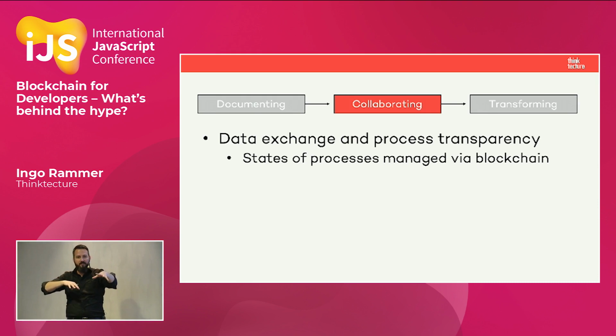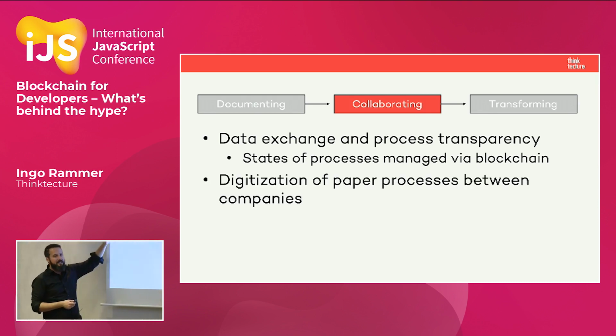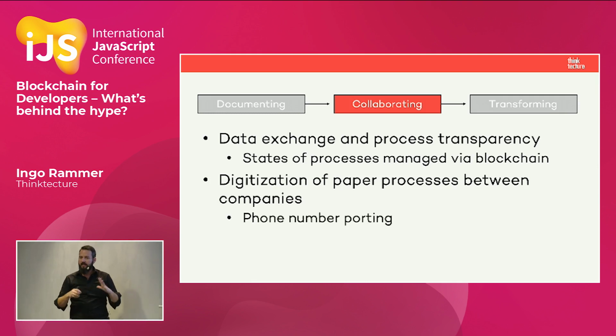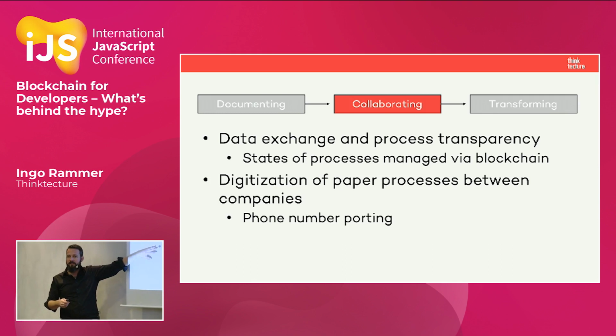We don't have to do reconciliation if we share the view of the world right from the start. This digitizes paper processes. It's not magic. It's not going to make you a millionaire in the next ICO. It's just going to take a few percentage points or parts of percentage points off your process cost. So it's all, again, relatively easy. Companies are doing this. Phone number porting would be one example.